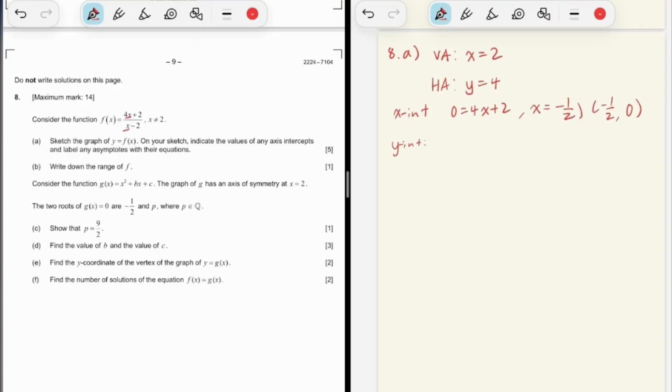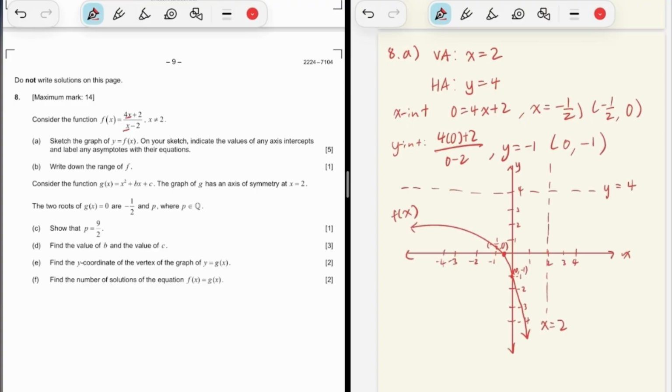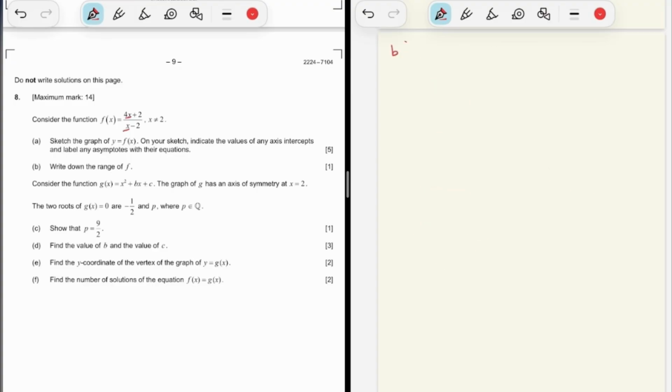We would set the x value to 0, so 4 times 0 plus 2 over 0 minus 2 means that y equals negative 1, so that would be the point (0, -1). We would simply have the range, which is a restriction of y, and that is y such that y cannot be equal to 4, and y could be any real number.